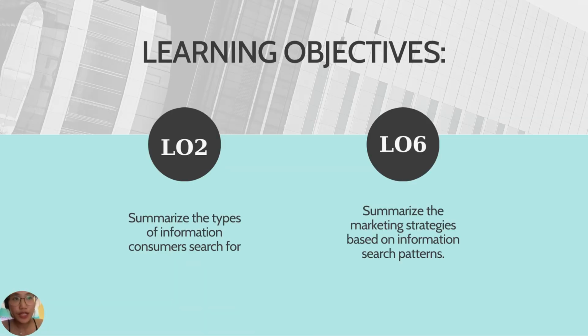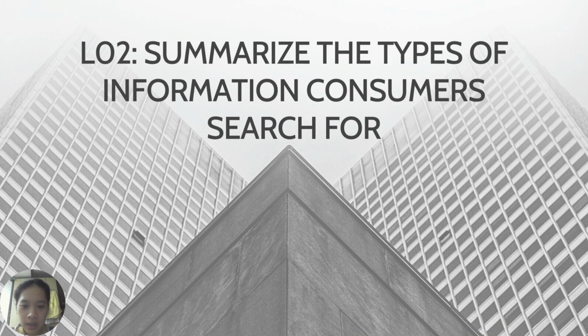So there are 4 learning objectives in this chapter. The first one is to describe the impact of purchase involvement on the decision process. Learning objective 2 is to explain problem recognition and how it fits into the consumer decision process. Learning objective 3 is to summarize the uncontrollable determinants of problem recognition. And the last one, learning objective 4, is to discuss the role of consumer problems and problem recognition in marketing strategy. And in this chapter, we first have to research the types of information consumers search for.